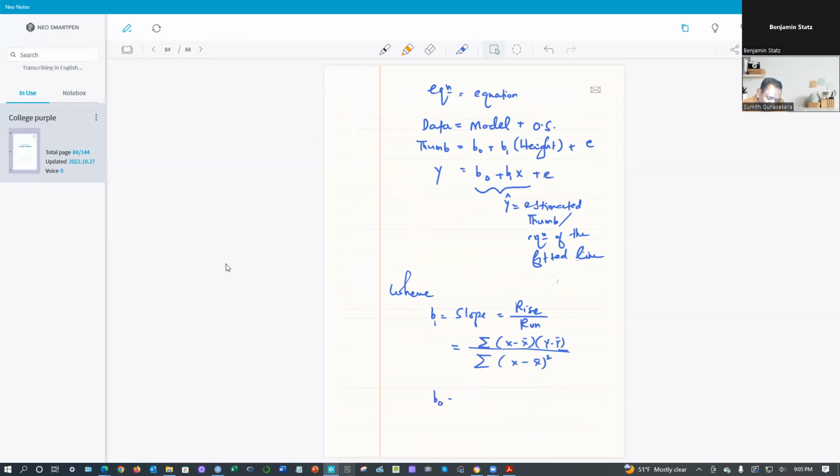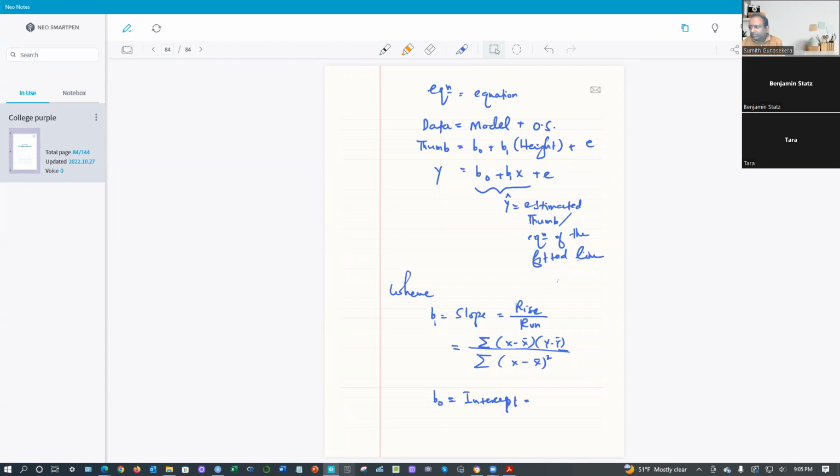That's b1. How about the b naught? b naught is nothing but the intercept. That's the intercept. The intercept is given by the formula y bar minus b1 x bar. You don't have to do anything by hand.